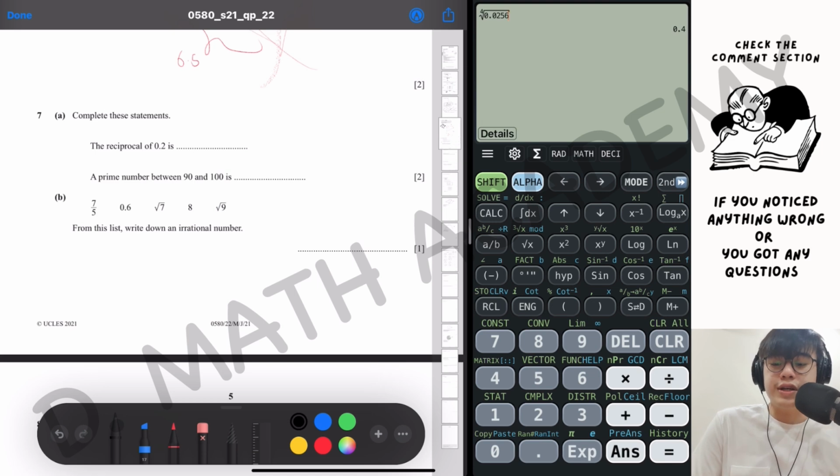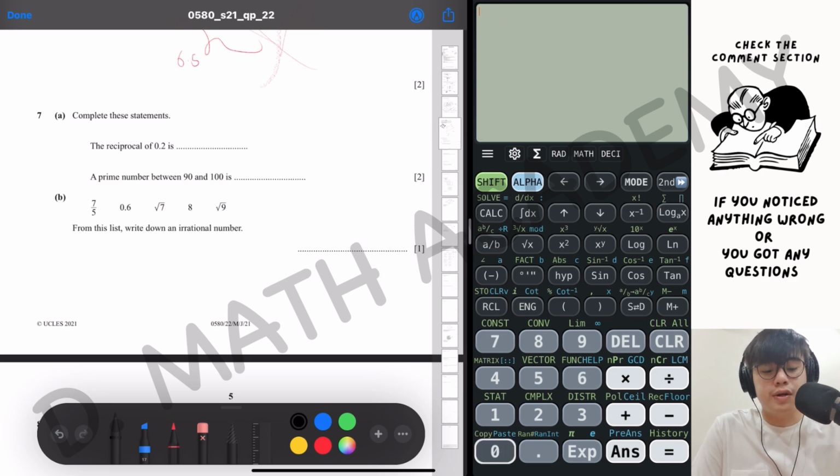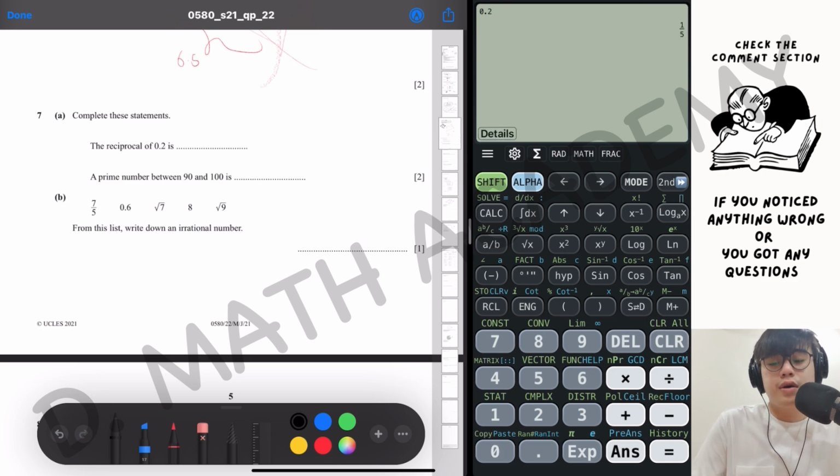So complete the statement. A reciprocal of 0.2 is, so for this type of question, when you key into a calculator, 0.2 is actually somewhere around 1/5. So the reciprocal of it will actually be 5. Moving on, we have our next question here, which is prime numbers between 90 to 100.